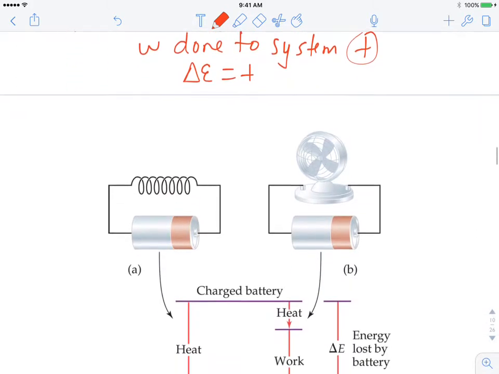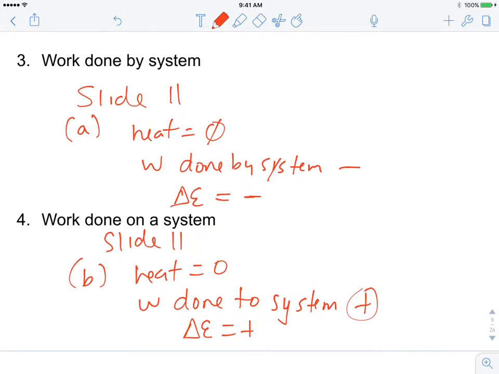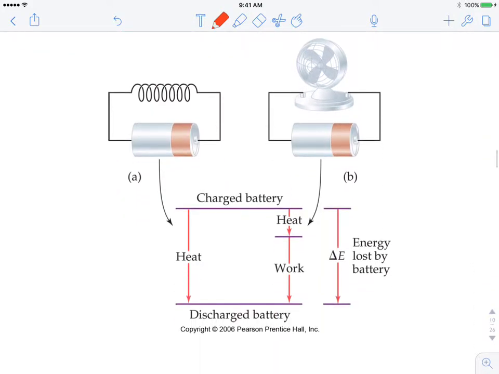Rarely do we have just one or the other. Instead, what we have going on here is a combination of the two. We just don't have work done by the system or work done on the system. Instead, we have a combination. So here's a battery running a fan, and so there's heat generated, but there's also work. We have a combination of the two. Over here, they're showing just heat. Overall, the change in energy is the same. One was used for useful work, cooling somebody down using a fan. One is done just generating heat.